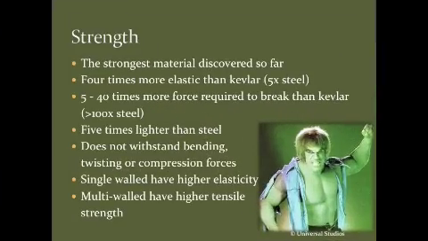The most attractive property of carbon nanotubes is their strength. It is the strongest material discovered so far in terms of ability to stretch and to resist breaking. It's 4 times more elastic than Kevlar, which is the material used in bulletproof vests, and 5 times lighter than steel. Although it's very strong, it does not withstand bending, twisting, or compression forces, due to the fact that it has a hollow center and very thin walls. The single-walled have a higher elasticity, while the multi-walled have a higher ability to resist breaking due to the many layers.